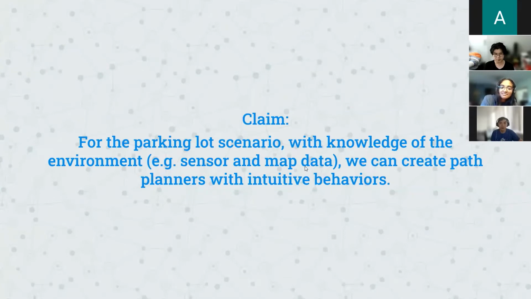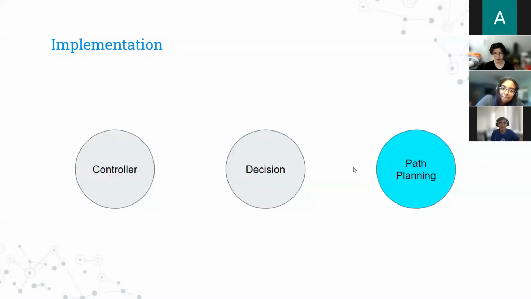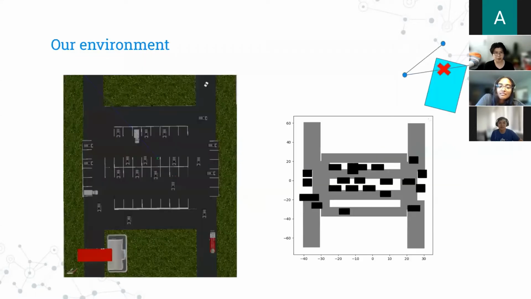We believe that for parking lot scenarios, with the knowledge of the environment through sensor data and map data, we can create a path planner with intuitive behaviors, such as following all the previously mentioned behaviors. For our implementation, we have controller, decision, and path planning, and our main focus in this project is the path planning part. In order to validate our algorithm, we created our own environment in Gazebo, and we extract information from the world file to create a map shown on the right.